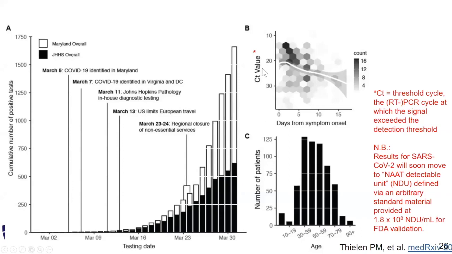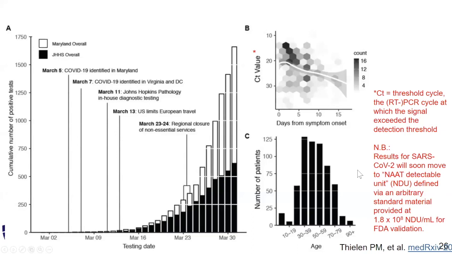You can see that these CT values, which are a measure of the amount of virus present, peaked around 4 days after symptom onset in these NP swabs, and then decayed over time. And you can see the age distribution here, where we had a lot of people in the middle part of the age range, with very few people 60, 70, 80, 90 years old.